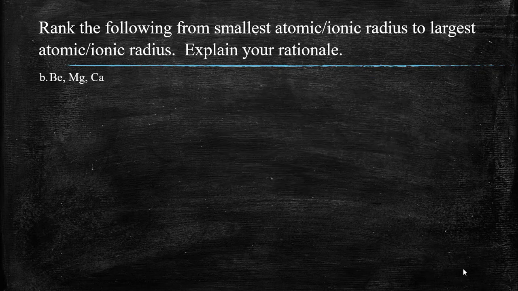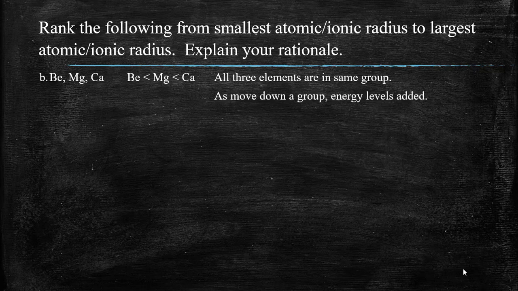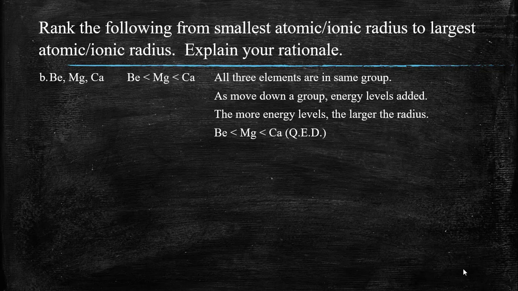The next three are beryllium, magnesium, and calcium. The correct answer here is a beryllium atom is smaller than a magnesium atom, which is smaller than a calcium atom. The rationale is all 3 elements are in the same group, which happens to be group 2. As you move down a group, an energy level is added for each period you move down. The more energy levels, the larger the radius. Since beryllium is in the second period, it is smaller than magnesium, which is in the third period, which is smaller than calcium, which is in the fourth period.